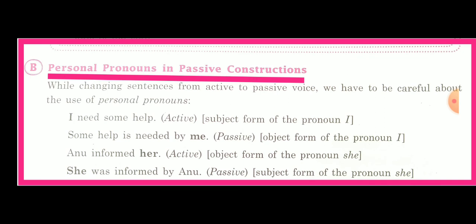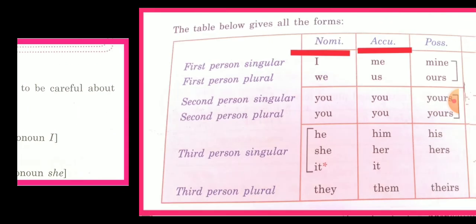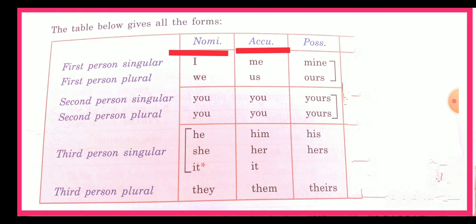So the rule regarding a pronoun is that the subjective case will change into the objective case, and the objective case will change into the subjective case. We have to be very careful about the personal pronoun. For that you will have to remember this table. In this table, one is the nominative case, another is the accusative, and the third is the possessive. The accusative case is also known as the objective case, meaning the nominative case will change into the accusative case in passive voice, and the accusative case will change into the nominative case.